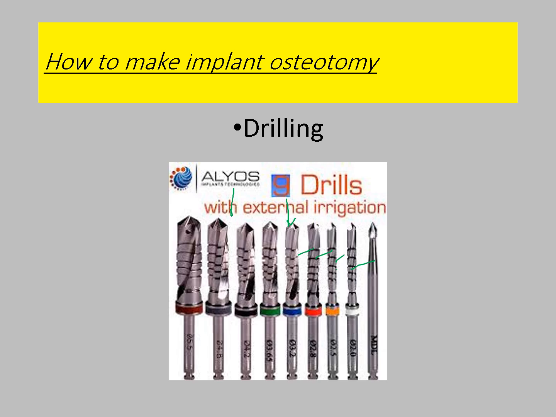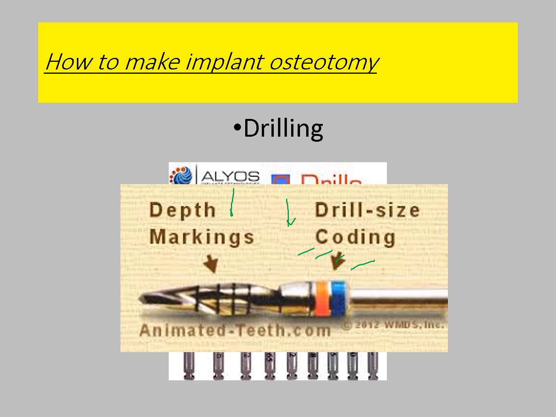Why will we have successive drills? It will not cause trauma to the bone, and we have good angulations. And if we have bad angulations, we can change the angulations and put the implant parallel to the root of the nearby tooth. And as we said, we have color coding for the drill itself, and we will have this one, which is called the depth marker, for the depth of the implant.